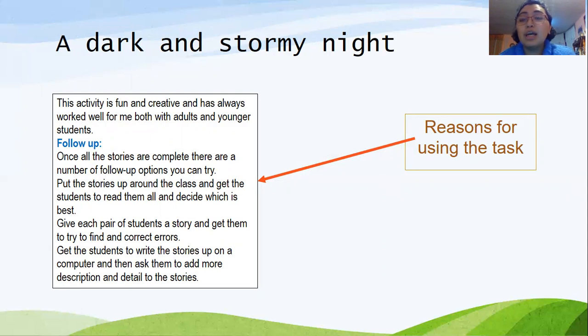In this case, we are also applying what we said in the scoring rubric, because we are saying that they have good grammar, and we are making our students help with this part of correcting errors. And finally, get the students to write the stories up on a computer and then ask them to add more description and detail to the stories. In this case, we are passing to maybe a simple paragraph of a story, adding more detail, giving more characters.